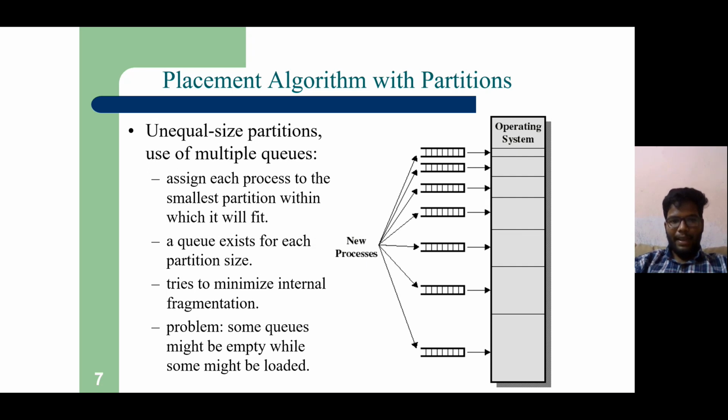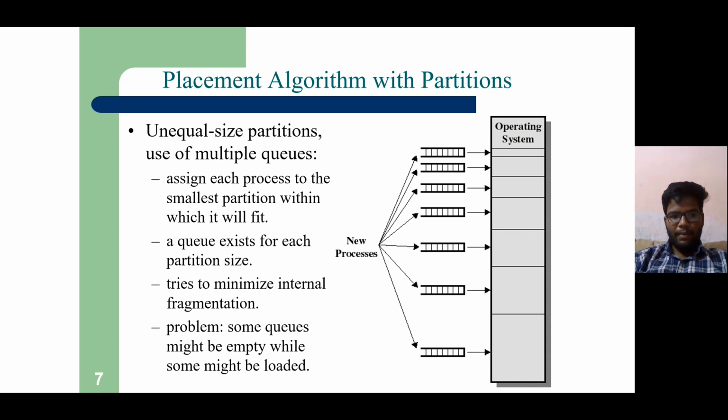Unequal size partitioning. In unequal size partitioning, the memory is divided into different parts of different sizes. The first part is the operating system in main memory, and the remaining are partitions. The process that is nearest in size to a partition is loaded into that partition.